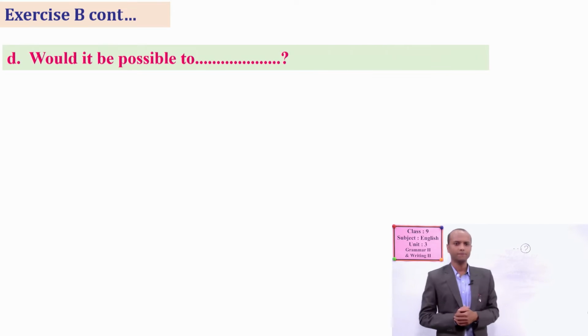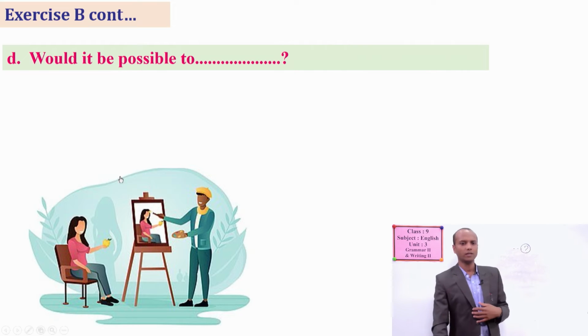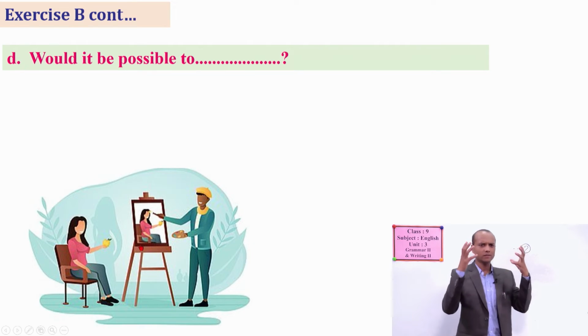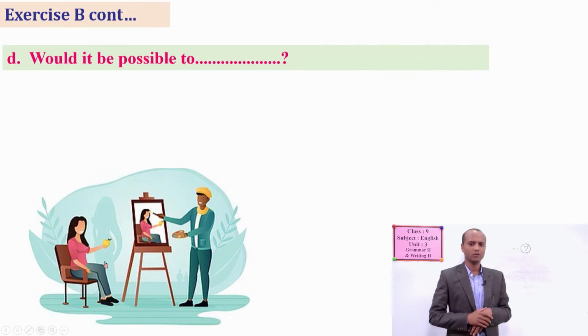This is number D. Would it be possible to blank space, and there is a question mark. Please, let's see a picture. What do you say in such a situation? For example, you can see a lady there, and a man is making a sketch of her. What do you think the girl might say in such a situation? Go on, please. Good. You did an excellent job, dear students.